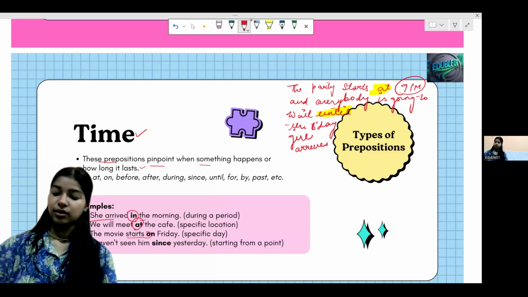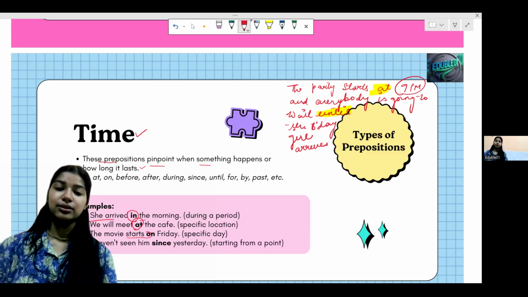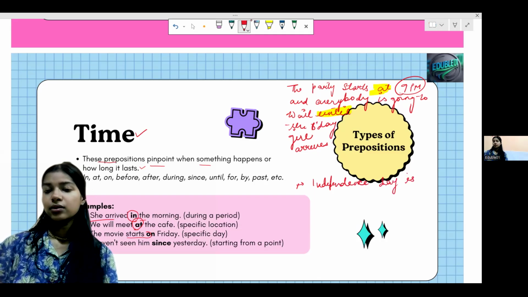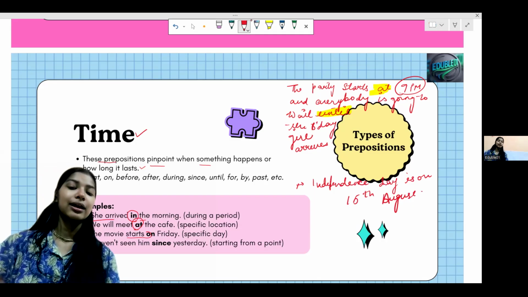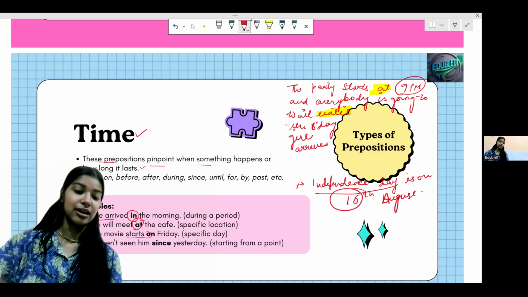Let's take one example: Independence Day is on 15th August. So it is telling us the specific day on which Independence Day is.